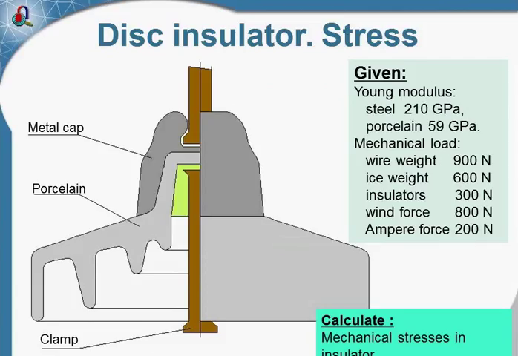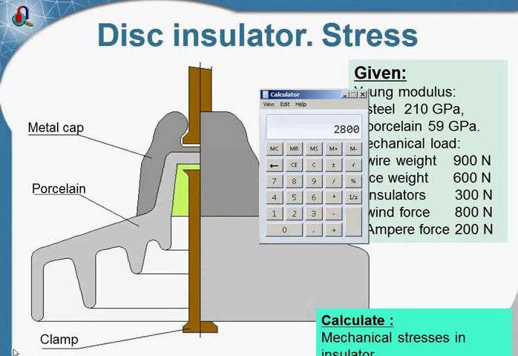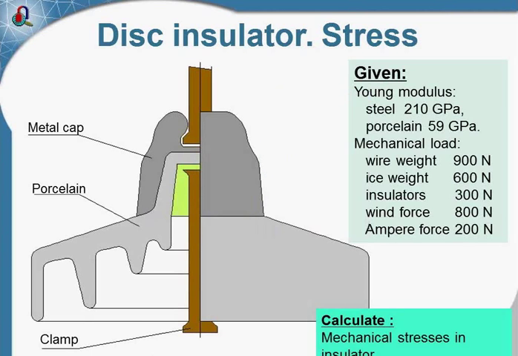To be on the safe side, we would like that our insulator wouldn't be damaged if we exceed the weight. So let's apply 3 times this weight. Let's apply 8,400 newtons on the insulator and calculate the mechanical stress.